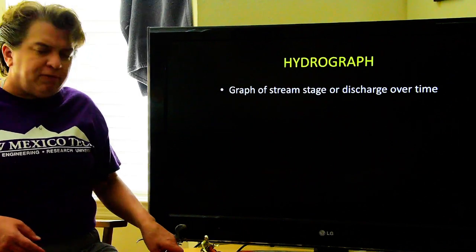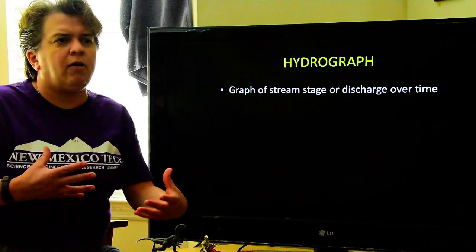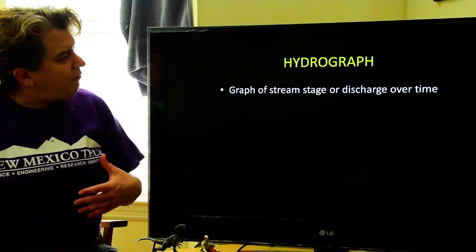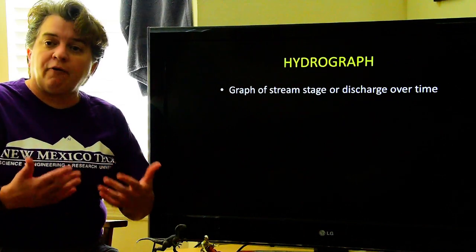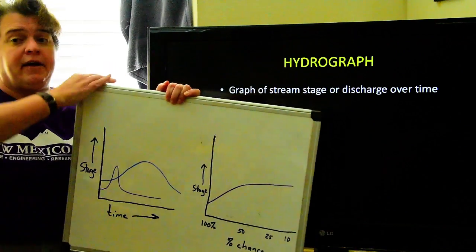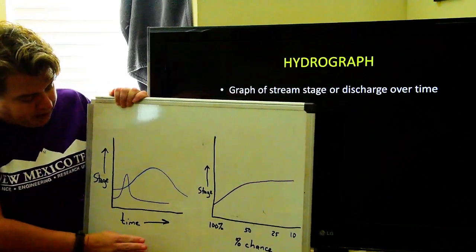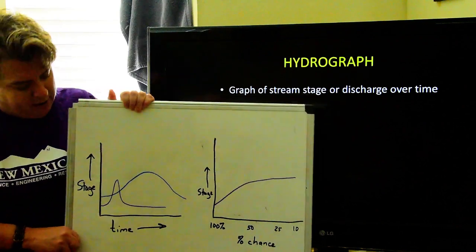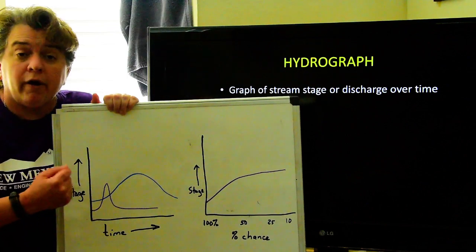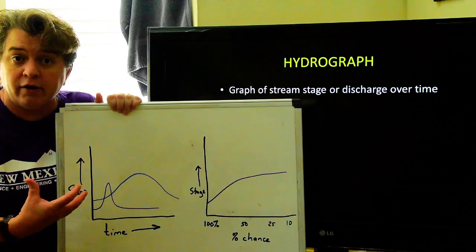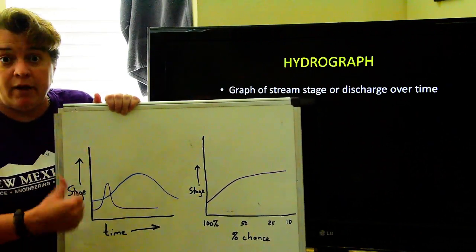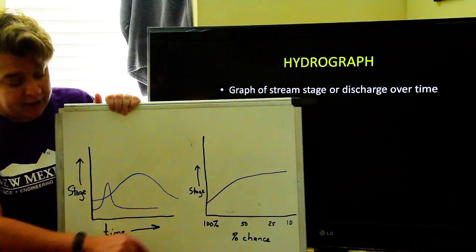So how do we study floods and understand them and try to figure out when they're going to happen and how bad they are going to be? Well, we have a way of plotting floods on a graph called a hydrograph. And this is a graph of stream stage or discharge over time. So look at the right side. The right side diagram is a hydrograph, and we have the stream stage, or it could be discharge. Discharge is the volume flowing in that river, and the higher we go, the more volume in there. And then we have time plotted on the x-axis.